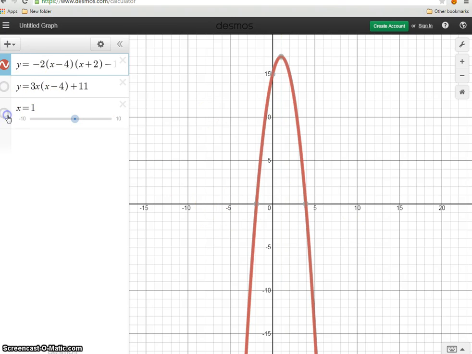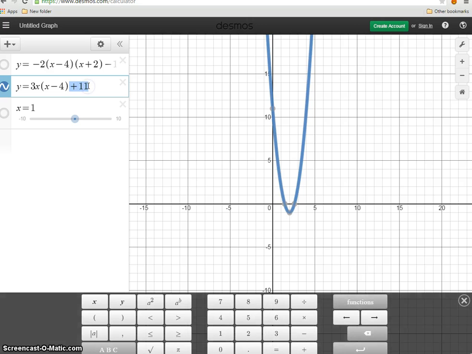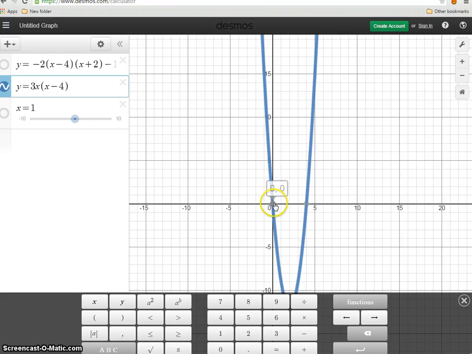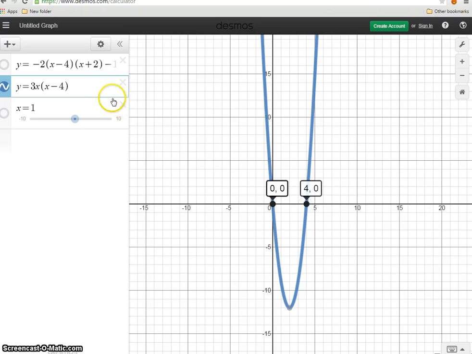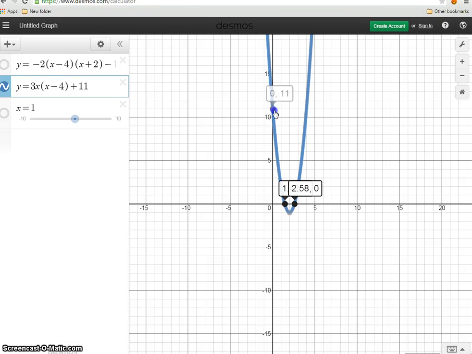So let's take a look at another example here. So here's 3x bracket x minus 4 plus 11. So again, if that plus 11 wasn't there, you'd think it was factored form. You'd have two x-intercepts, one at 0, one at 4. But putting that plus 11 again back in shifts everything up 11. So now I have 2 points where y is equal to 11. One at 0, and the other one at 4.